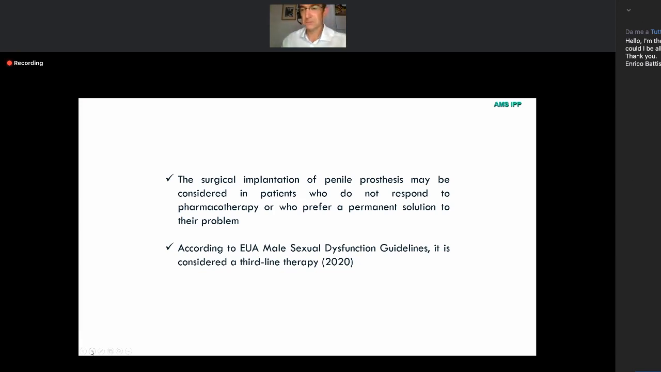Thank you, Russell. We can go ahead. Well, the penoscrotal approach is probably the most used approach for the inflatable penile prosthesis. This does not mean that it's the best, but it's the most used. As I told you here, I think it's important that the surgical implantation of penile prosthesis has been considered, especially among European surgeons, as a third-line therapy. I like more the vision of the American Urological Association, since I think that if there is a deal between the doctor and the patient, the penile prosthesis can be implanted at any time.